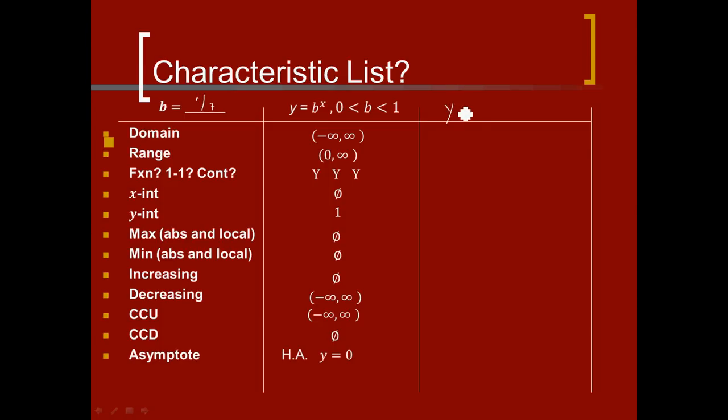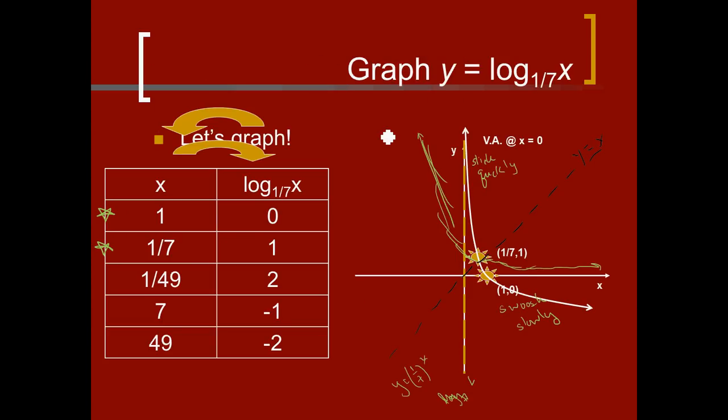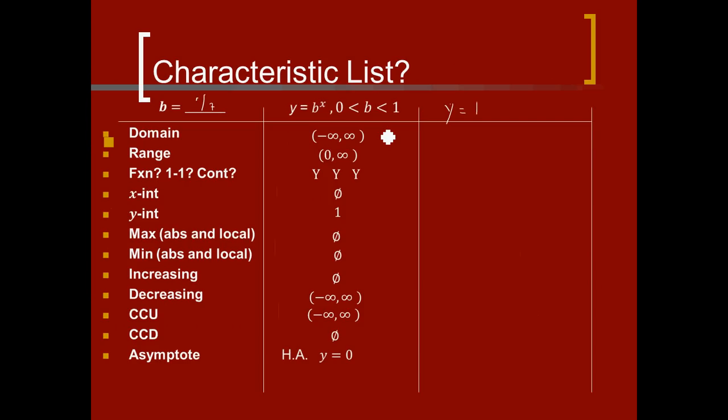So how about for y equals log base 1/7 of x? My base is between 0 and 1. Domain and range are switched. Argument has to be greater than 0. Range is infinite, from negative infinity to infinity. Yes, continuous once the domain starts. X-intercept at 1. No y-intercept. No maxes, no mins.